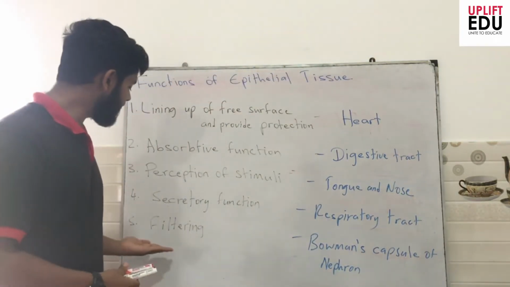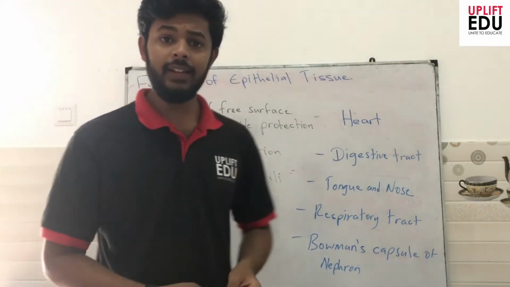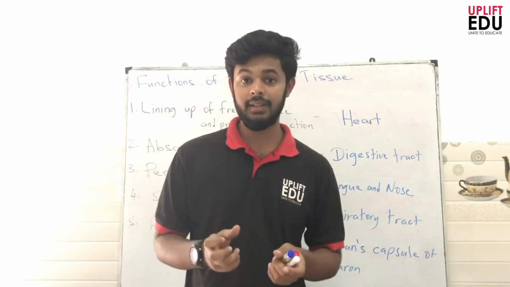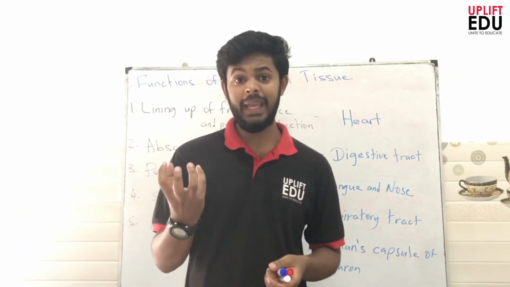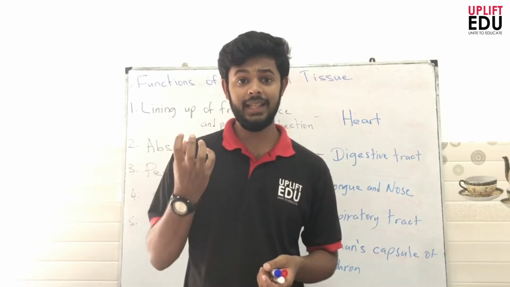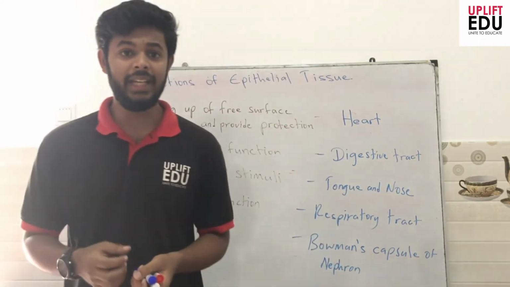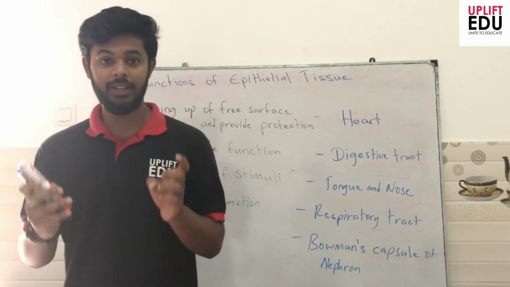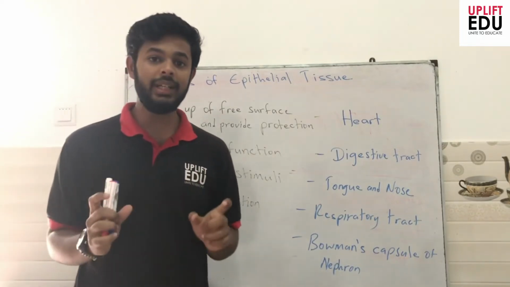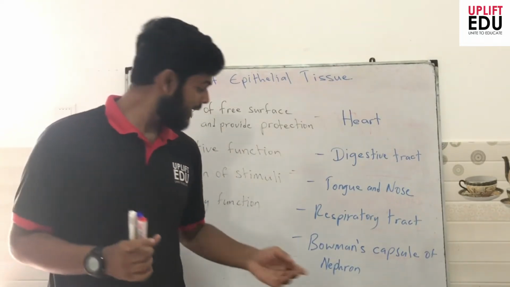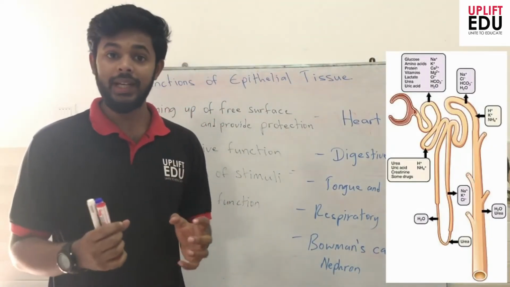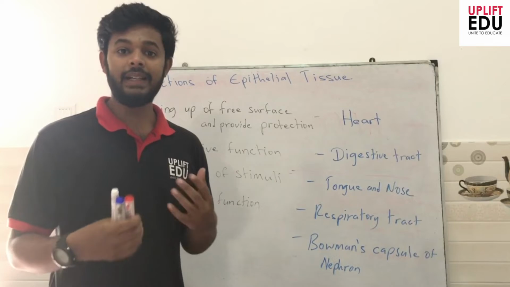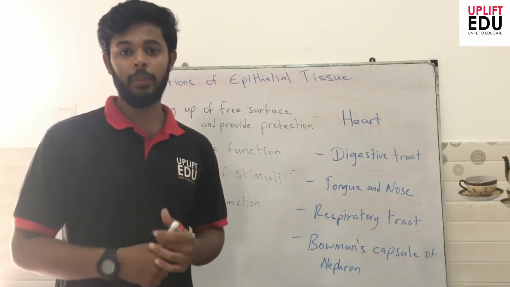Another important feature is the filtering function. We consider filtering in our excretory system. The main organ in the excretory system is the kidney. The fundamental unit that forms the kidney we call the nephron. The nephron is the basic functional unit that is involved in the filtering process or excretory process.